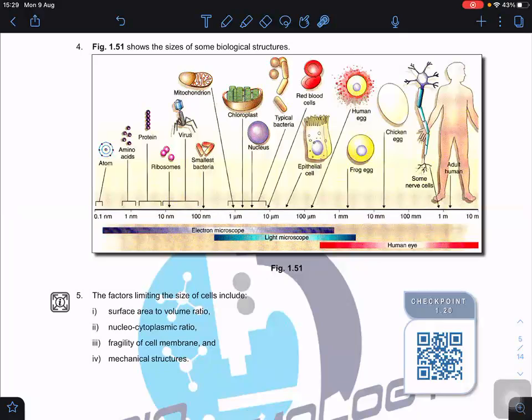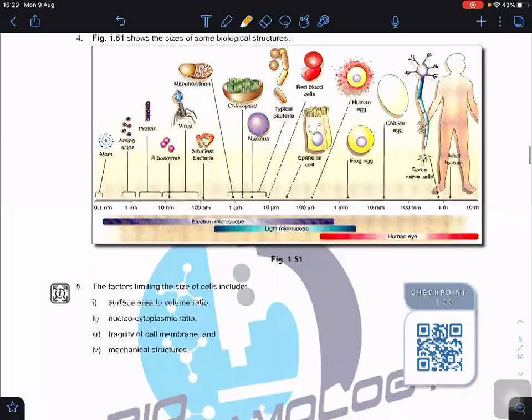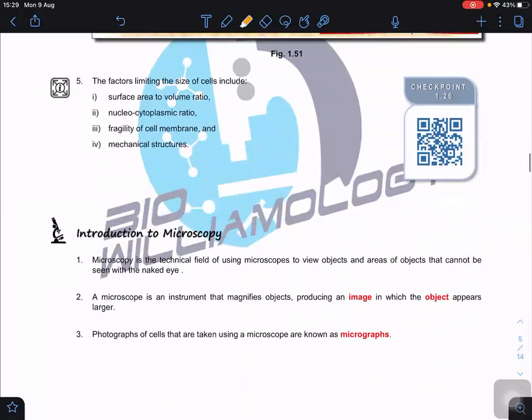So what are the factors that limit the size? Why do we have this problem? Why can the size not be bigger? Why are adult humans not unicellular but multicellular? Generally, we are limited by these 4 factors. First, surface area to volume ratio. This is the one that we need to know.